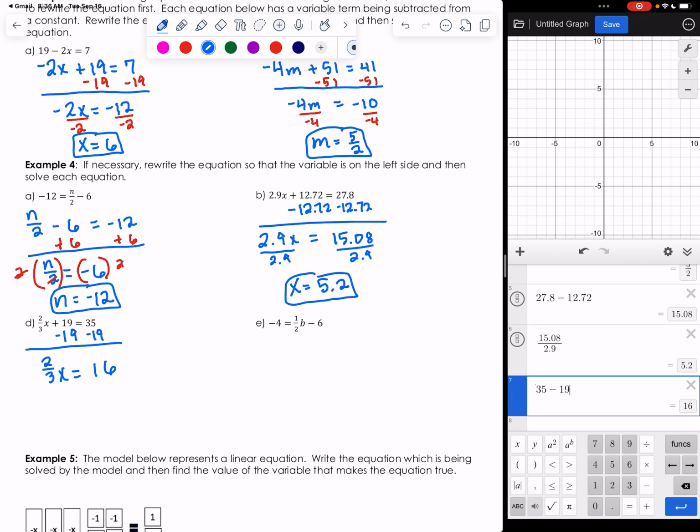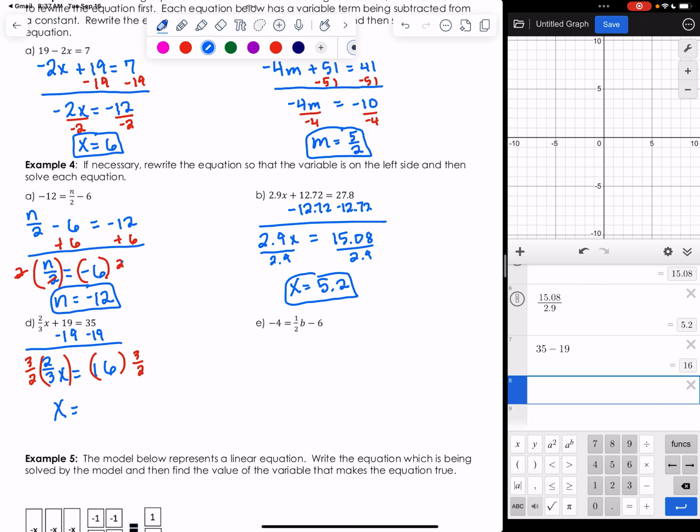Now, to divide both sides by 2/3, we must multiply by the reciprocal. So I'm going to multiply both sides by the reciprocal of 2/3, which is 3/2. So 3/2 times 2/3 is 1x. And then if you want to, you can multiply this on your calculator. 16, open parenthesis, 3 divide by 2, and close parenthesis. And that gives you 24.